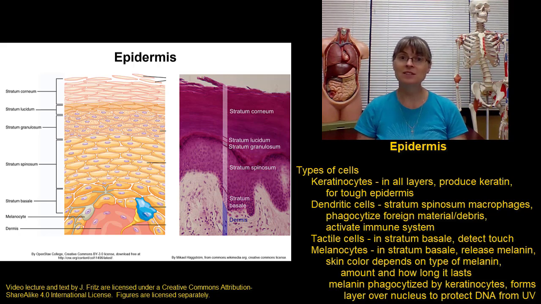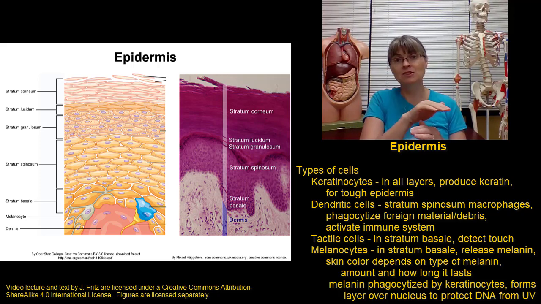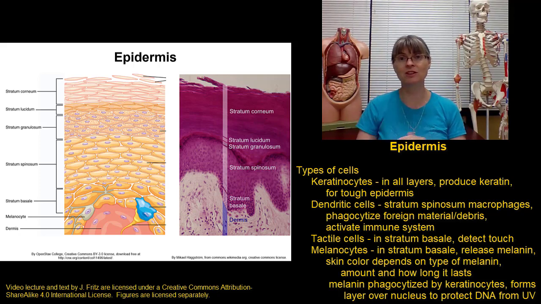Exposure to UV light stimulates more melanin production. That's how you get a tan. As your body is exposed to UV light, the melanocytes recognize that. They produce more melanin that can be brought into the keratinocytes to provide a thicker layer of protection over the nucleus to prevent further damage.